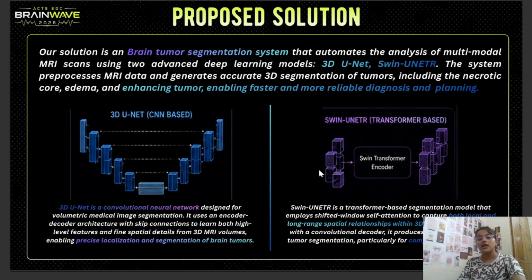Coming to Swin Transformer, based on an NVIDIA 2021 research paper, Swin Transformer is a transformer-based segmentation model that employs shifted window self-attention to capture both local and long-range spatial relationships within 3D MRI scans, combined with a convolutional decoder. It provides accurate and robust tumor segmentation, particularly for complex tumor structures.